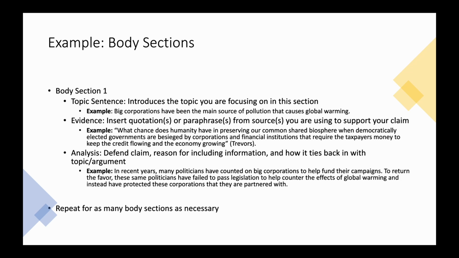To return the favor, these same politicians have failed to pass legislation to help counter the effects of global warming and instead have protected these corporations that they are partnered with.